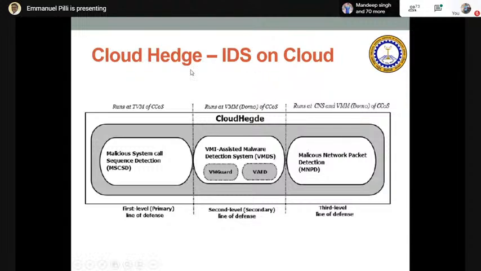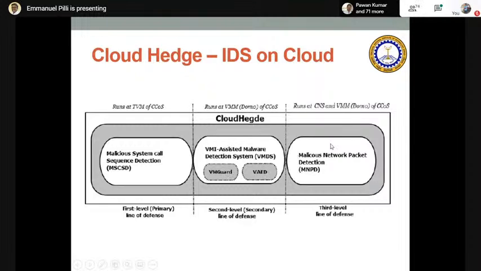Let me quickly summarize what we did as part of our solution. We created what is called Cloud Hedge. Cloud Hedge had three functionalities. We designed a malicious system call sequence detection algorithm at the tenant virtual machine, called the TVM, which runs on the cloud computing servers. Similarly, on the hypervisor or the Dom0 of the cloud computing server, that is where Cloud Hedge is running. There are two ways of doing it: one is called VM Guard and the other one is Wait.